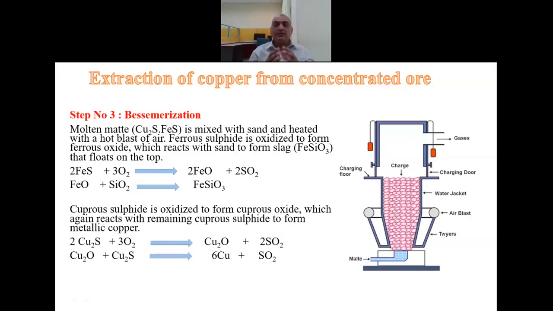Using this copper as such for domestic or industrial purpose is not good. So we have to refine this copper so it becomes a good conductor of electricity. So we have to remove the remaining unwanted particles. So the next stage is called the refining.